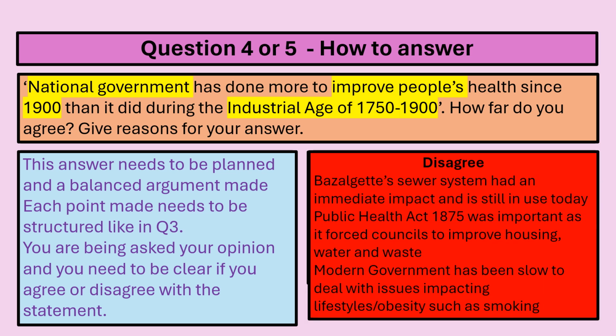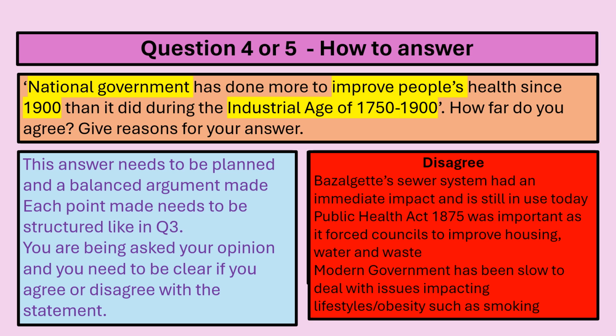You could disagree, because in the industrial age, there were lots of things that they did to improve people's lives, and things that were still in existence. For example, the sewer system had already been designed and it was still being used today. The Public Health Act of 1875 forced councils to improve housing, water and waste. The housing in the 1900s were better because of that law.